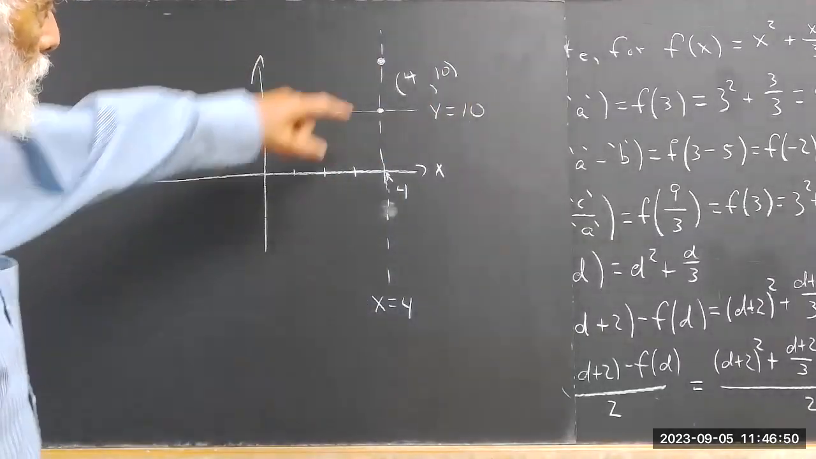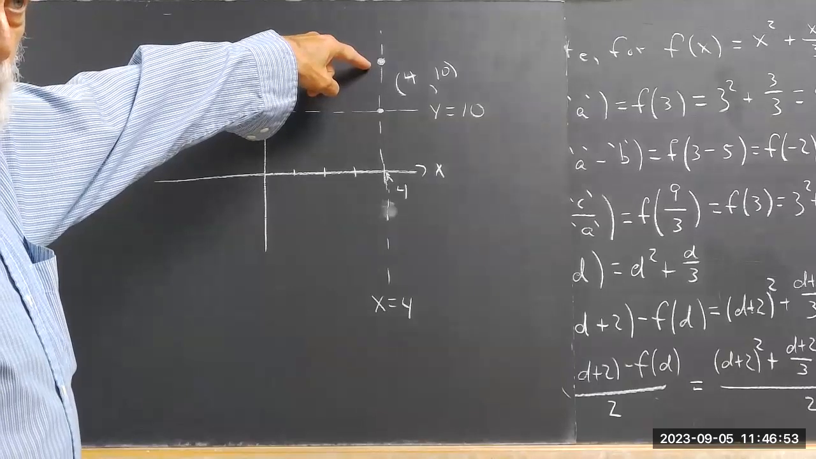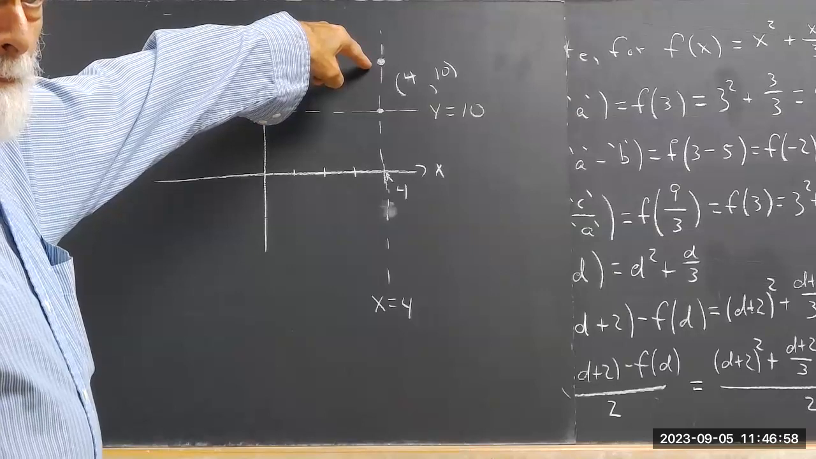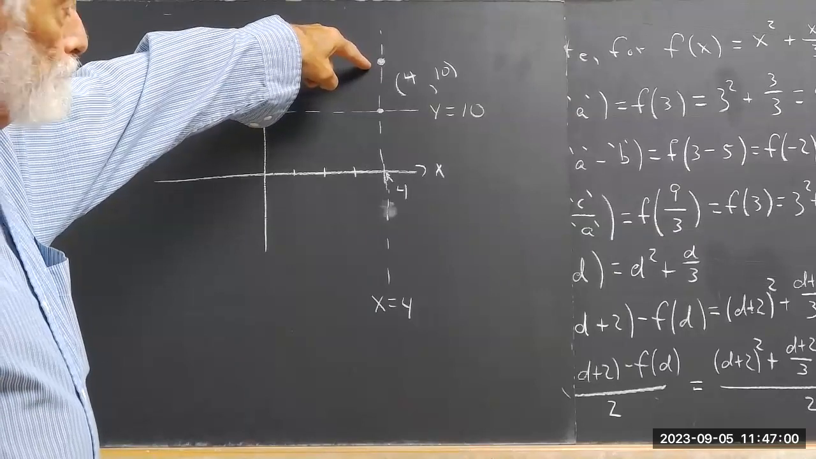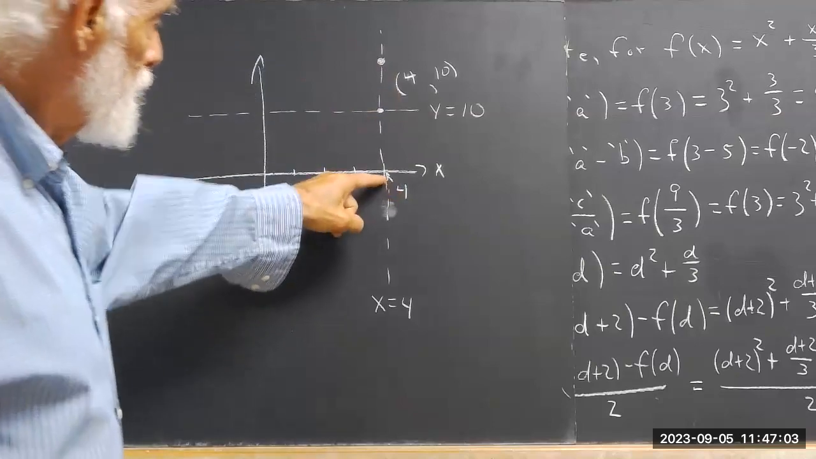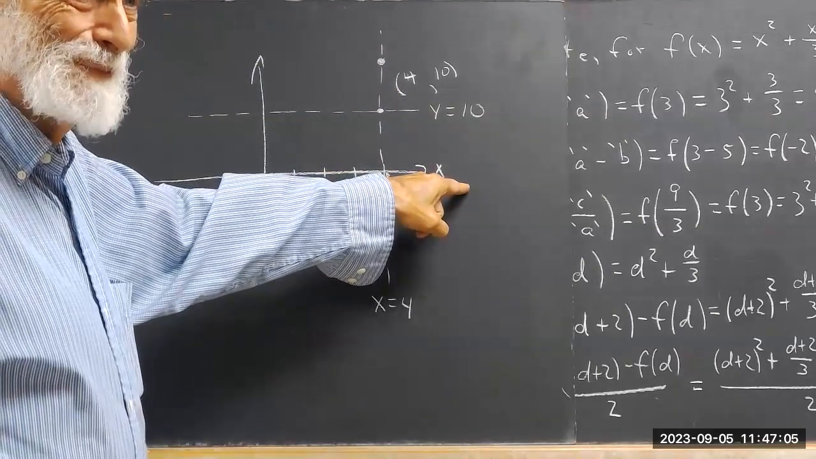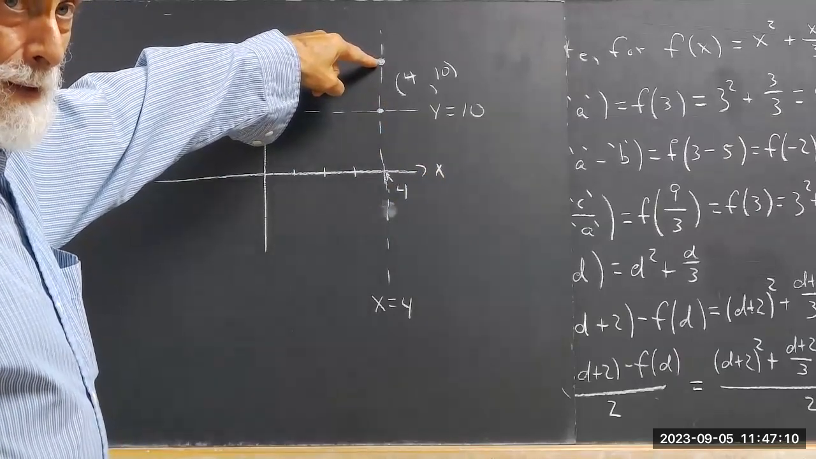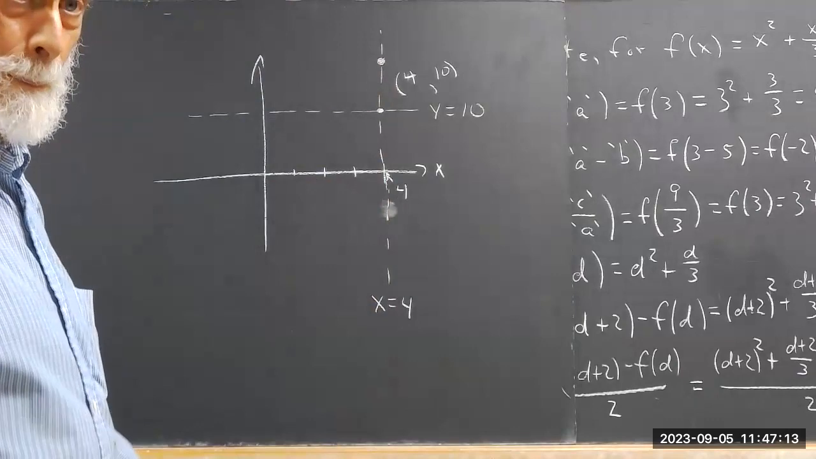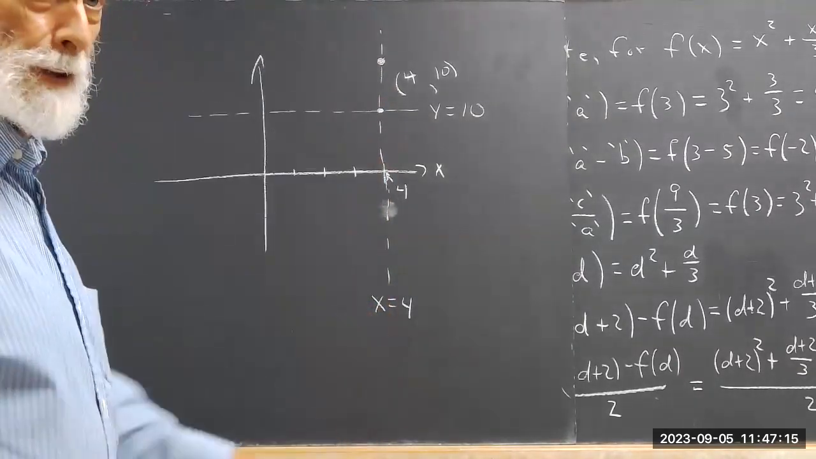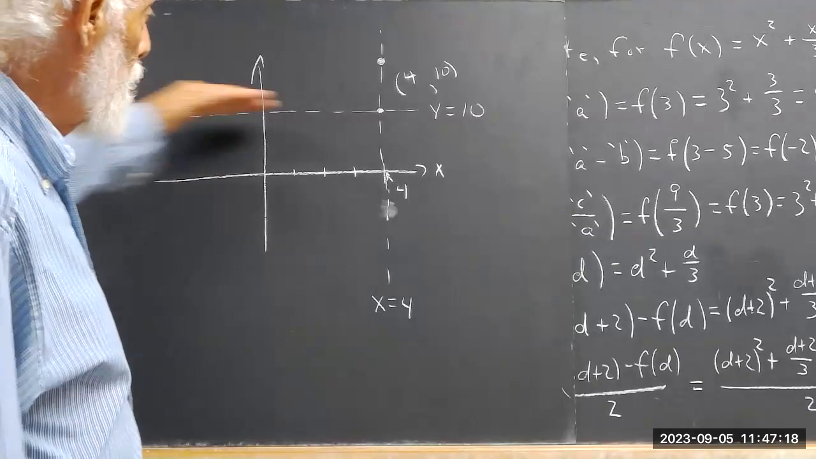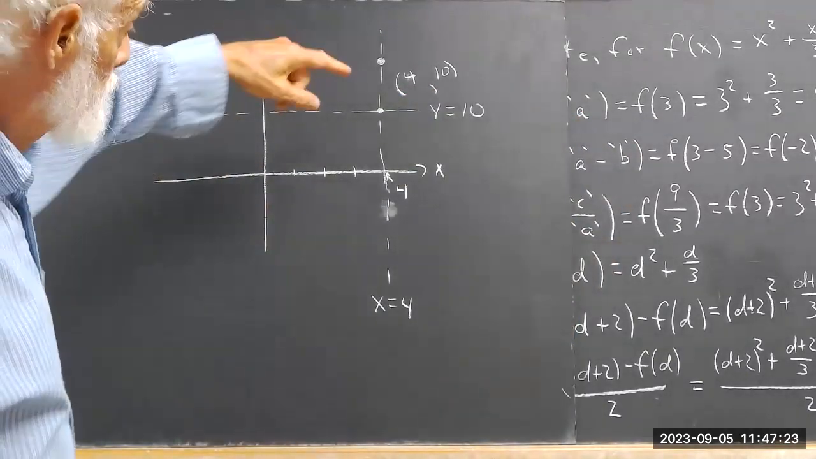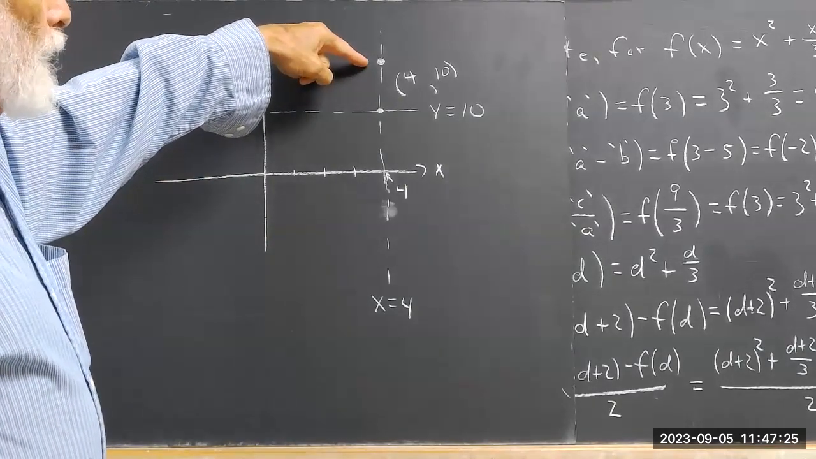So what do you estimate for the coordinates of this point? What's the x coordinate of this point? x equals 6 would be out here somewhere. Yeah, the x coordinate's still 4, because it's on the line where x equals 4. x equals 4 everywhere on this line, and y equals 10 everywhere on this line. So what do you think y is here?